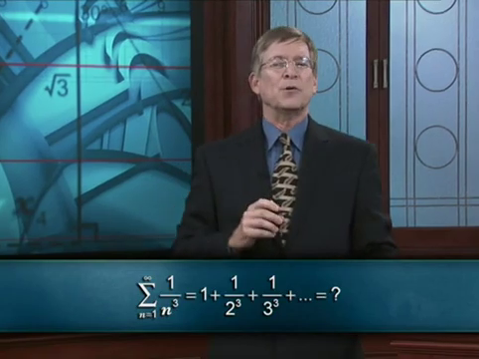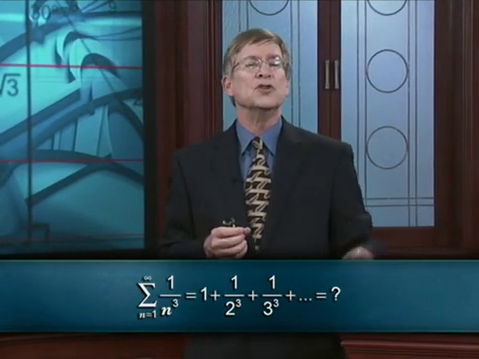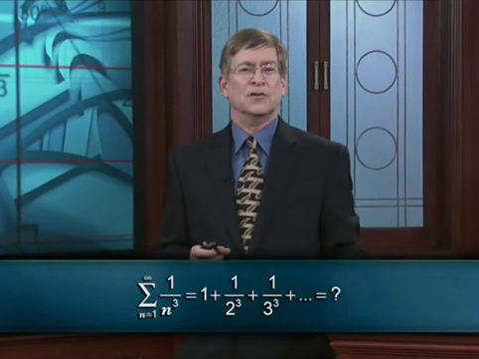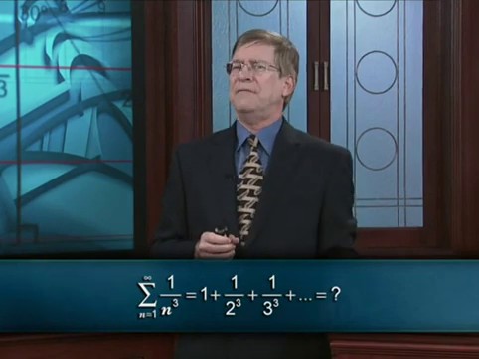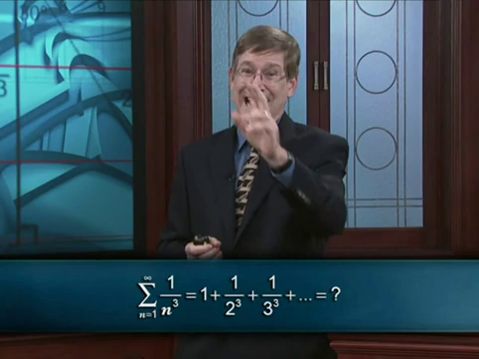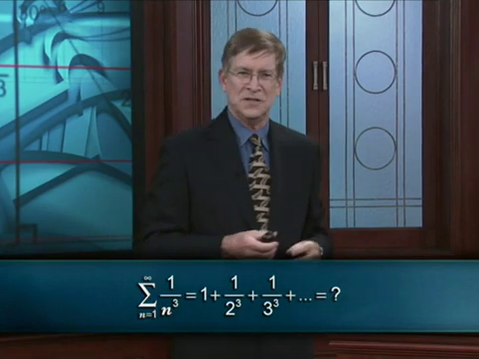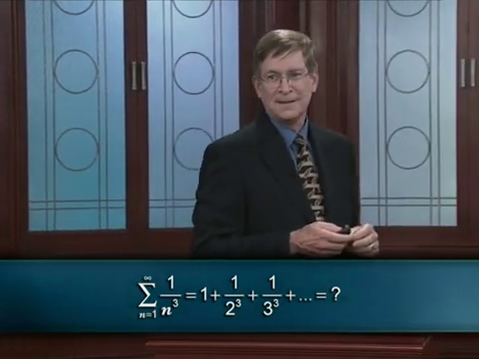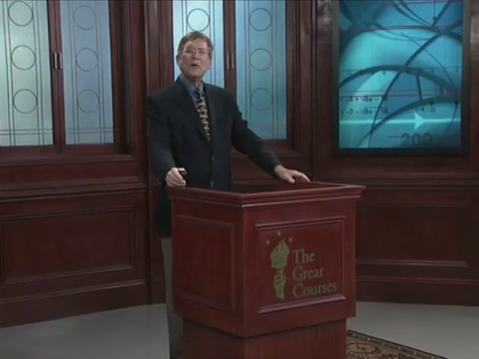Of course, you could get an approximation. You could take the first million terms and get a decimal approximation. But I want the exact value, like in the previous problem, where pi squared over 6 is the exact value. Nobody knows the exact value to that one.